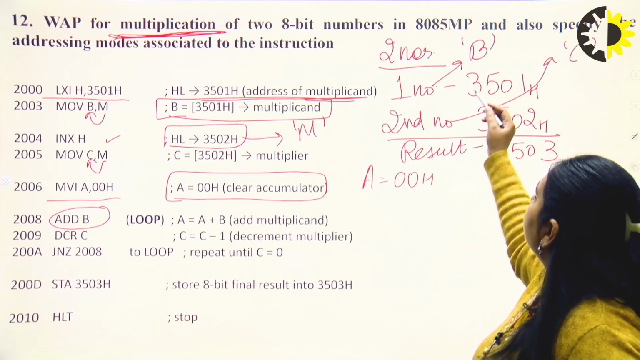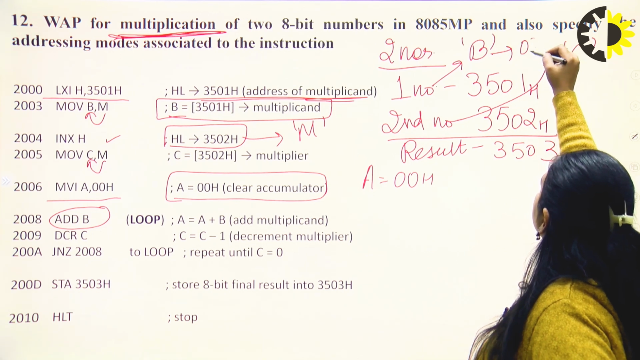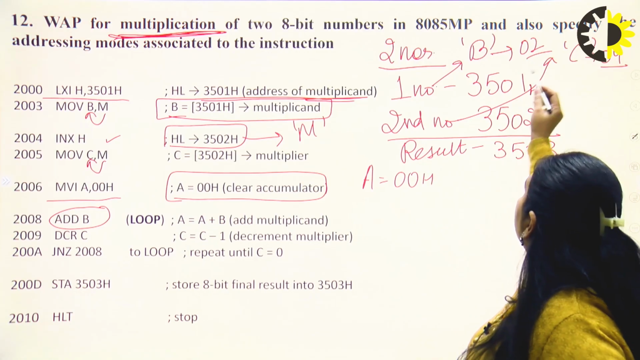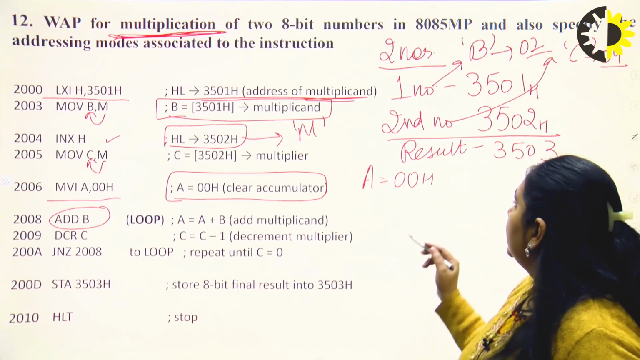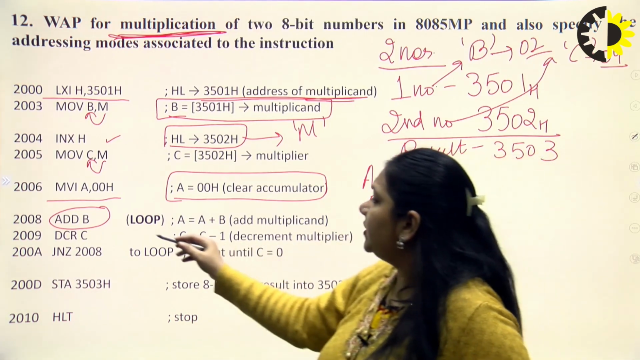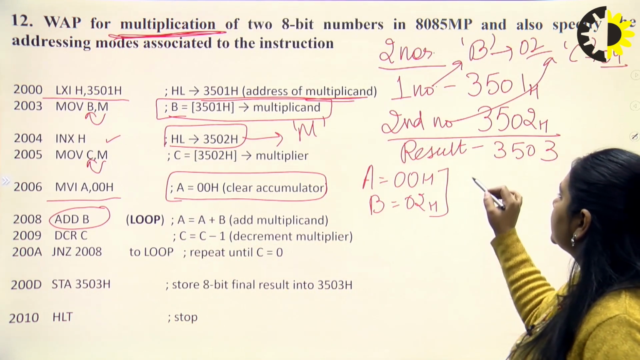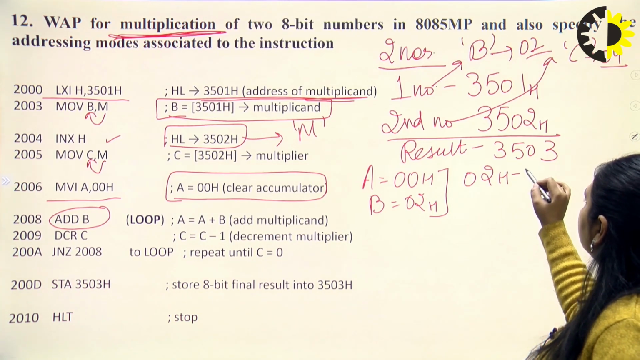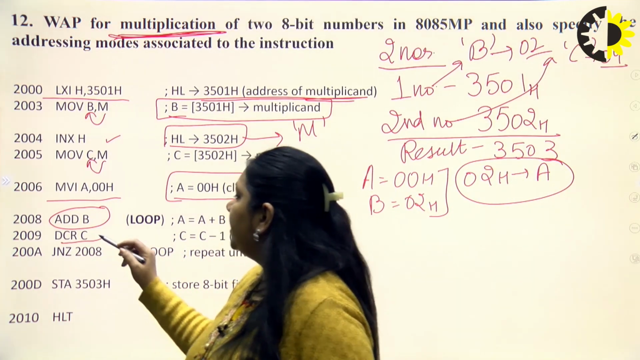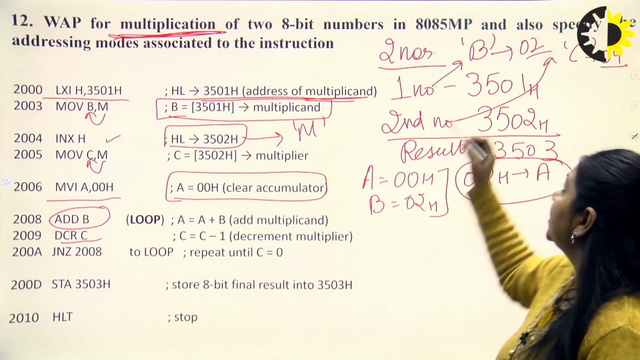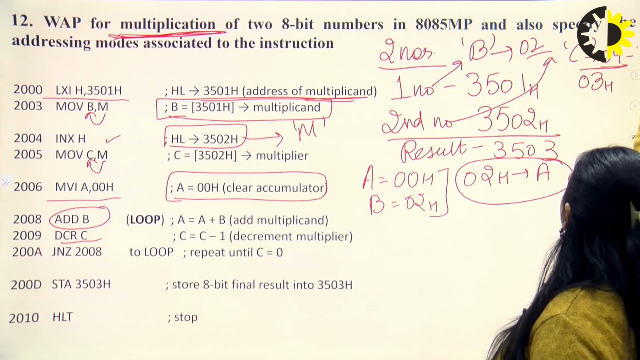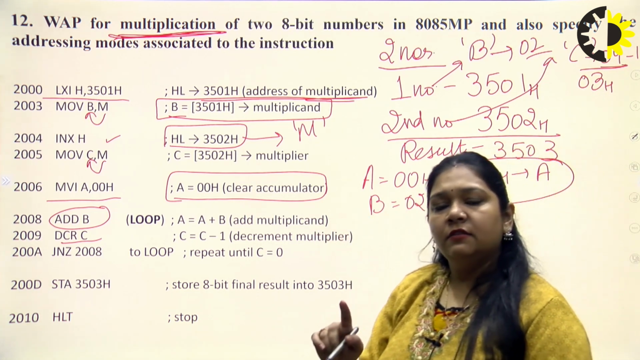Now, suppose I am multiplying 02 with 04H. These are the two numbers on which I am applying the multiplication. So B is having 02. What is exactly happening? We are just adding these two. The answer will be 02H, automatically stored at accumulator. Now it will decrement the contents of C. C is having the value 3 now after the decrement, because 4 minus 1 is 3.